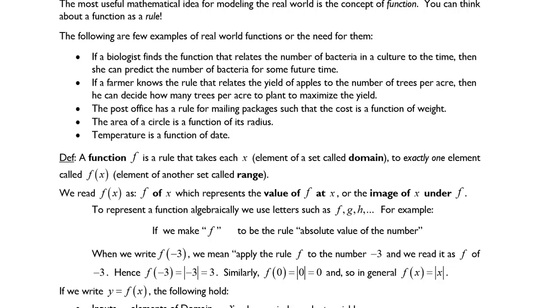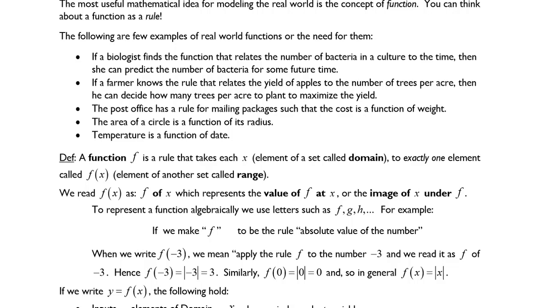If a farmer knows the rule that relates the yield of apples to the number of trees per acre, then he can decide how many trees per acre to plant to maximize yield. The post office has a rule for mailing packages such that the cost is a function of weight. The area of a circle is a function of its radius. And temperature is a function of date.